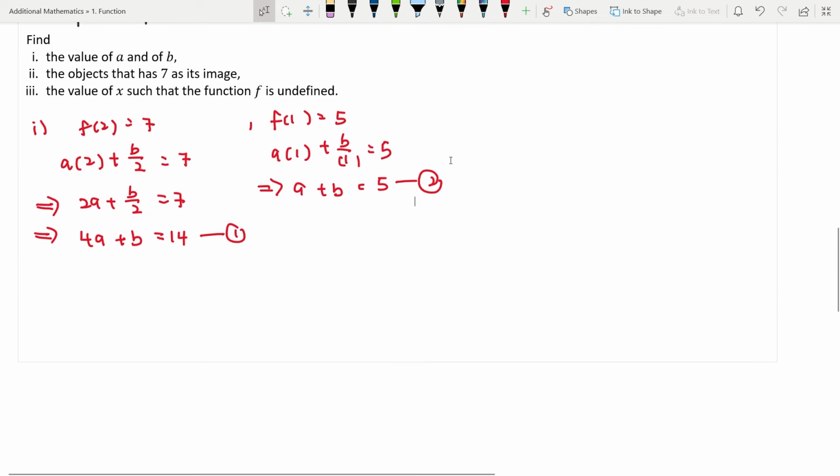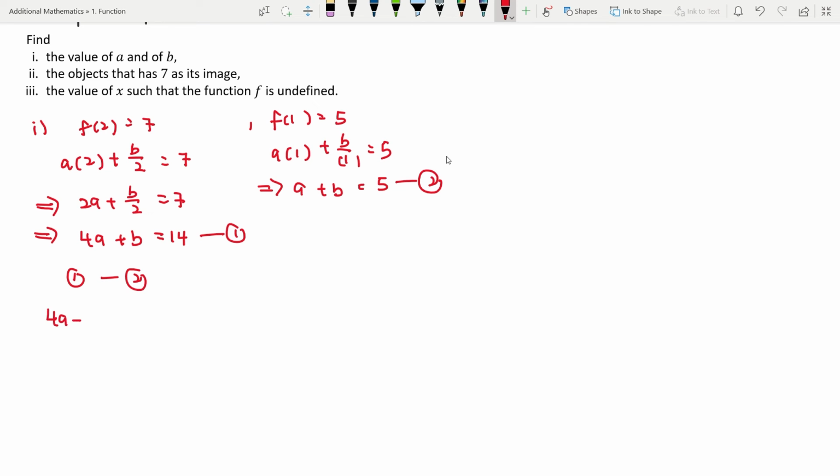In order to solve the simultaneous equation, we can either use substitution method or elimination method. For this case, I will choose to use elimination method. We can eliminate the b since the b have the same coefficient. So how to get rid of the b? We need to minus both of the equations, number 1 minus number 2.